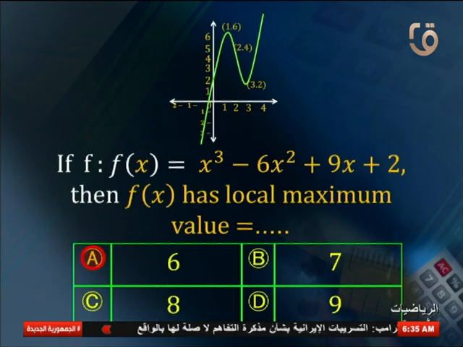My dear student, don't forget local maximum. What do you mean by local maximum? At the first step, we find f dash of x. Second step, find the values where f dash of x equals 0. Two values, 1 and 3, and we have three intervals: from negative infinity to 1, the first interval; from 1 to 3, the second interval; from 3 to infinity, the third interval. What is the maximum from positive to negative? When x is 1, find the value of f of 1, the answer is 6.